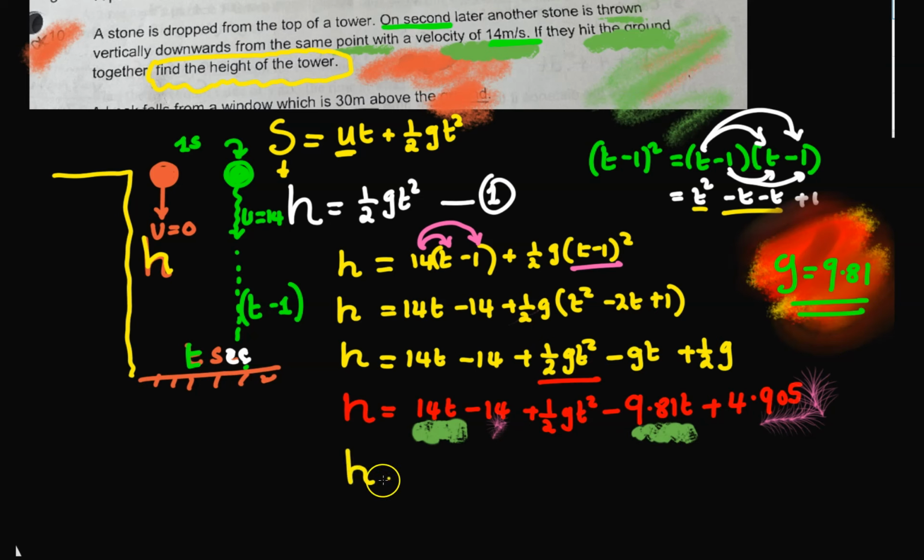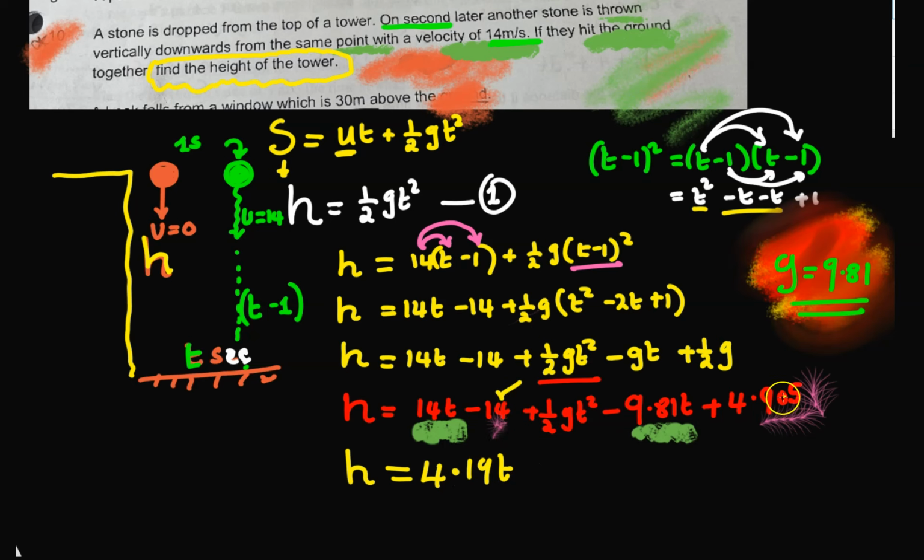So this becomes h equals, what is 14t minus 9.81t? Let's use our calculator here: 14t minus 9.81, this is going to be 4.19. This reduces to 4.19t.